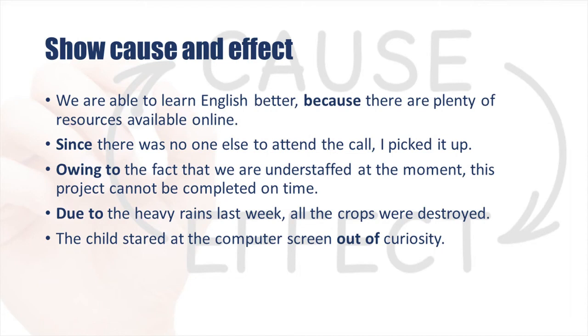Okay, next one. The child stared at the computer screen out of curiosity. So what is the cause here? The child's curiosity is the cause, because of which the child stared at the computer screen. That is the effect. Now what happens after staring at the computer screen is another effect that I'm not going to talk about here. So that's very obvious. The child stared at the computer screen out of curiosity.